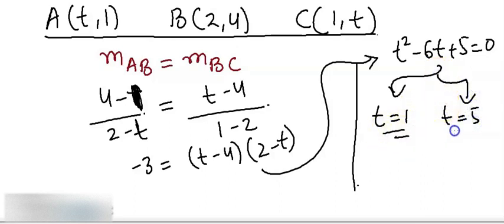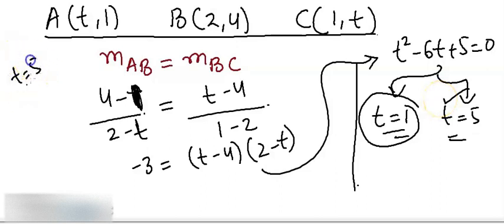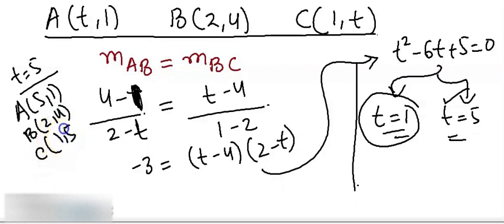So these two values of t will make the points collinear, but for the case of t equal to 1, A and C become the same point, so the t equal to 5 value is the interesting one, because the points are in fact collinear, since t has been calculated with the help of collinearity. So A becomes 5 comma 1, B becomes 2 comma 4 and C becomes 1 comma 5. So these 3 points are collinear when t is 5.